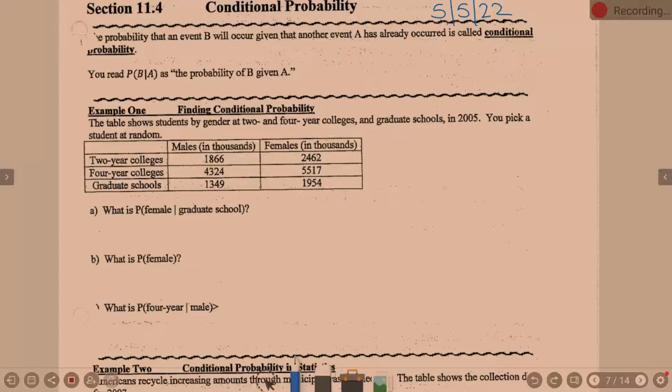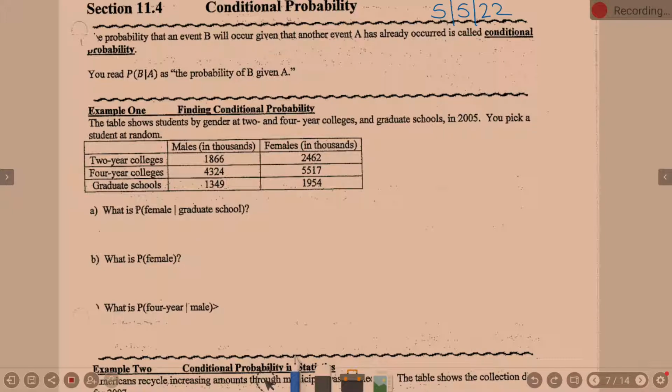Guys, one last lesson on probability, and that is lesson 11.4. We've done probability the last two lessons, yes? So this is really a continuation of the probability we've been doing. What we're talking about today, though, is conditional probability.